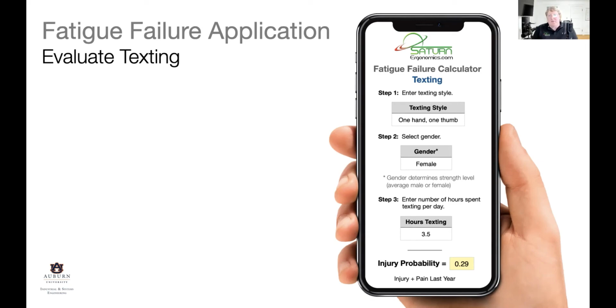I used the relaxed texting force. When I collected the data, I had one value that I had collected for fast texting, and it was almost double the force level. So you could have an option here, relaxed pace or fast texting speed. But anyway, that's how you can apply the fatigue failure model to texting.